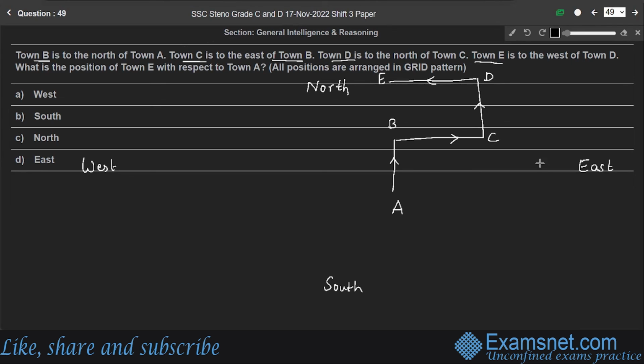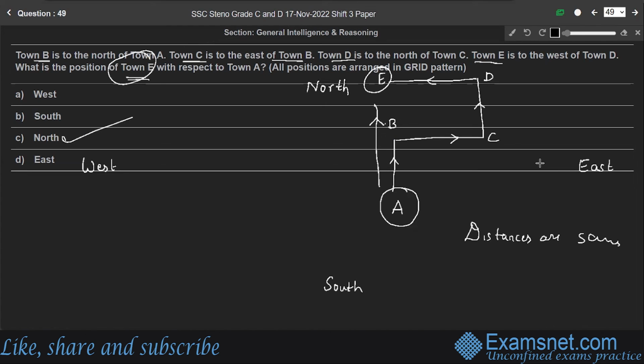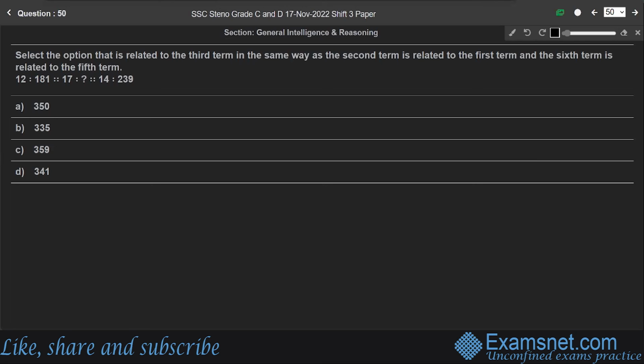West is its direction. What is the position of town E? Town E is here with respect to town A. Town A is here, right? All the positions are arranged in a grid pattern, which means the distance between two towns should be the same. Therefore, the position of town E with respect to town A is to the north. Town E is to the north of town A, right? Therefore, option C is the right answer.